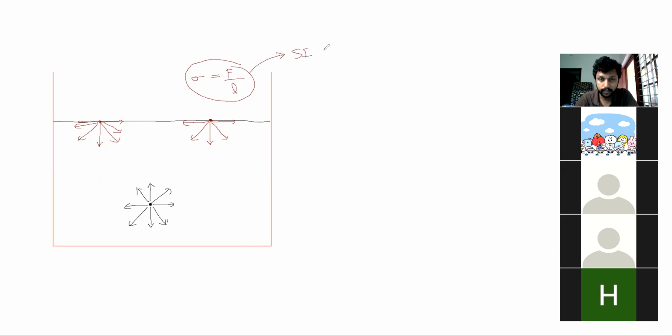What's the SI unit of surface tension? It's not Newton. Is it Newton per liter? No, it's Newton per meter. Newton meter raised to -1, isn't it? Newton meter raised to -1.